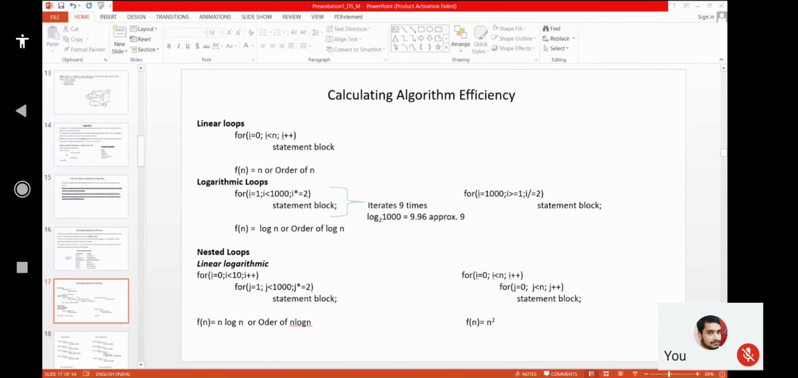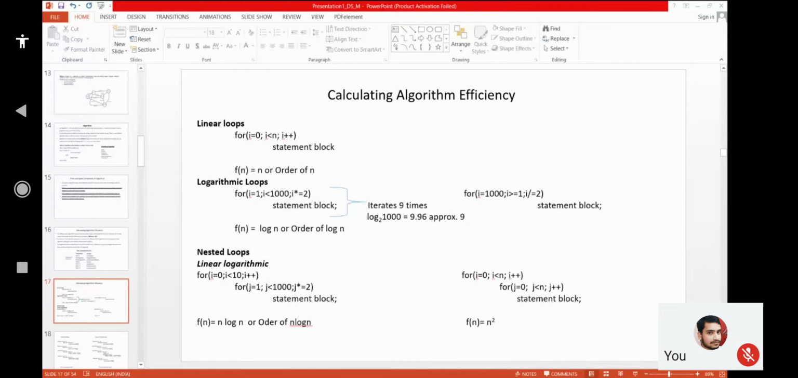Why n square? Because when i equals 0, the whole inner block will be executed. Suppose here n is equal to 10. Then when i equals 0, it will execute 10 times. When i equals 1, again 10 times. When i equals 2, again 10 times. It means it will execute 10 into 10, that is 10 square, which means 100 times. So if 10 is n, it will be order of n square. Is this clear? Yes, sir.